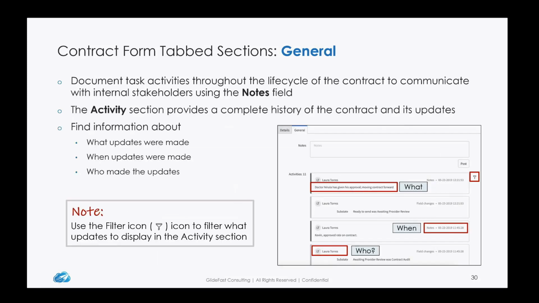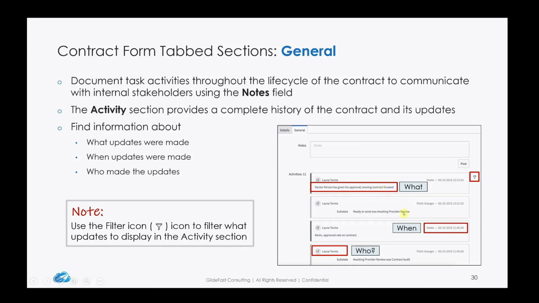Document task activities through the life cycle of the contract to communicate with internal stakeholders using what's called the Notes field. This is your main form of record keeping inside of ServiceNow. The activity section provides a complete history of the contract and its updates. You can find what, when, and who. What updates were made. In the case here, Laura has written, Dr. Narula has given his approval and moving the contract forward. That is what update was made.